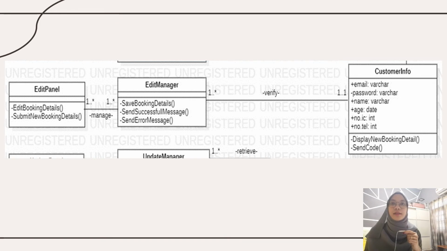The entity is customer info, with attributes email, password, name, age, number IC, and number telephone. The operations of the entity are display the new booking details and send code.